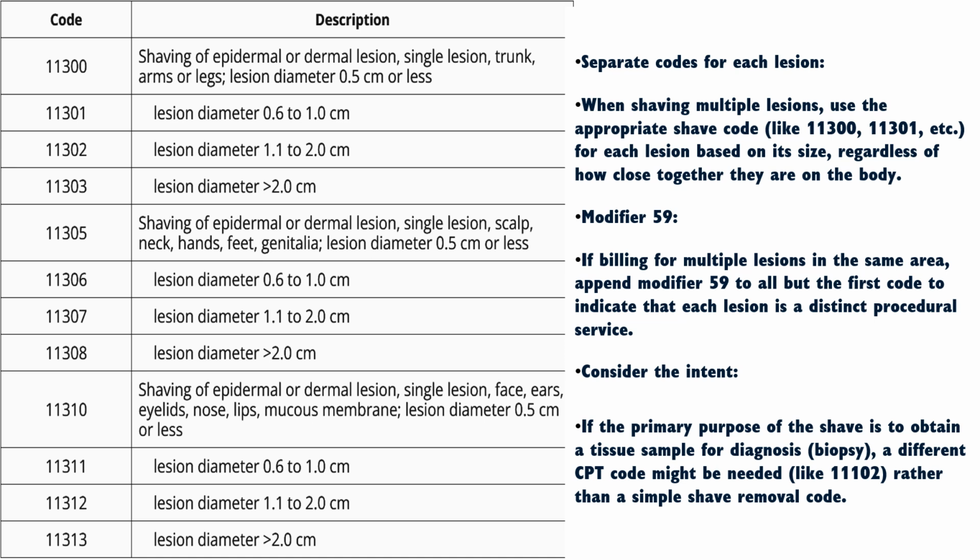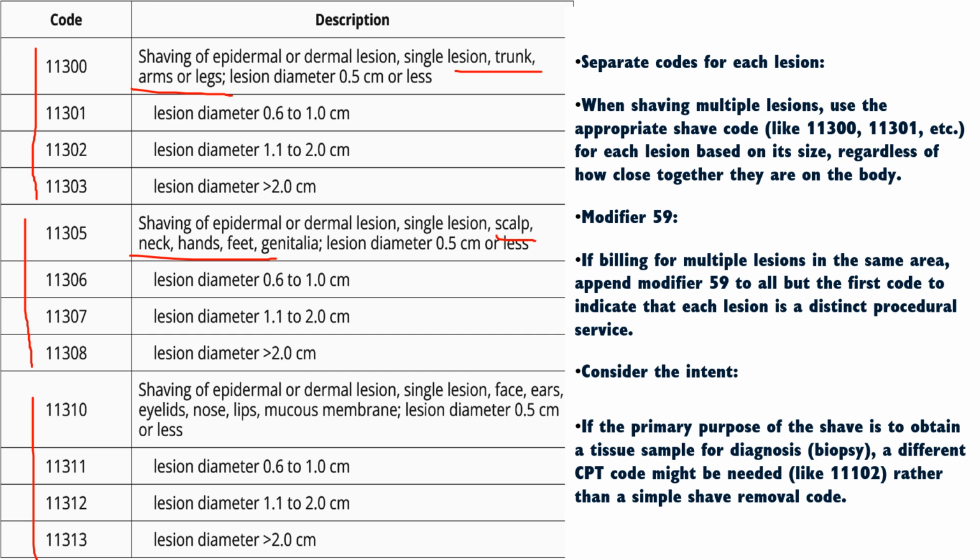So these are the codes for the shaving lesion, and you can see that this is one particular group, 11300 to 11303. It is one particular group called a body group, and it mainly includes the trunk, arms and legs. And then this is another group, which is 11305 to 11308. This group talks about the scalp, neck, hands and feet, and this is the third group. Remember, we always write a separate code for each lesion. When shaving multiple lesions, use the appropriate shave codes for each lesion based on its size, regardless of how close together they are on the body.